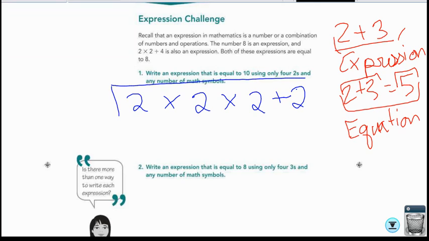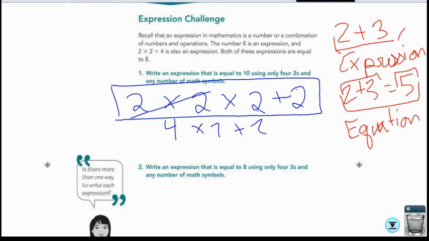And so this expression is equivalent to 10, because 2 times 2 is 4, 4 times 2 is 8, and then 8 plus 2 is 10. 4 times 2 plus 2. This would be 8 plus 2, which is equal to 10.